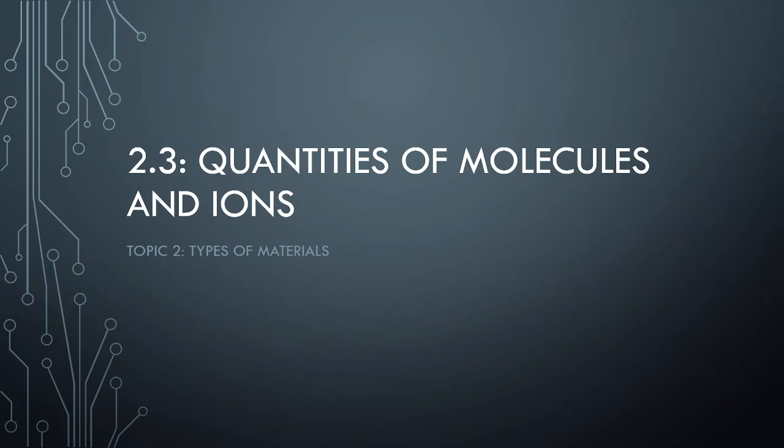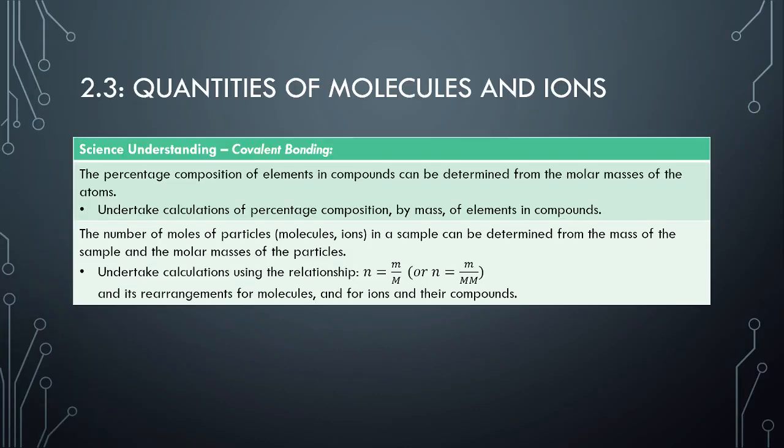Okay, welcome to the video for 2.3 quantities of molecules and ions. So this is the last subtopic for topic 2, types of materials. In this video, we'll be talking about the percentage composition of elements in compounds that can be determined from the molar mass of the atoms.